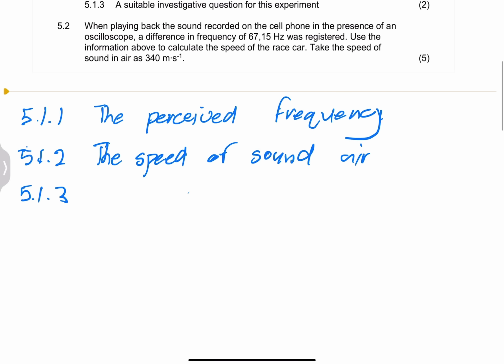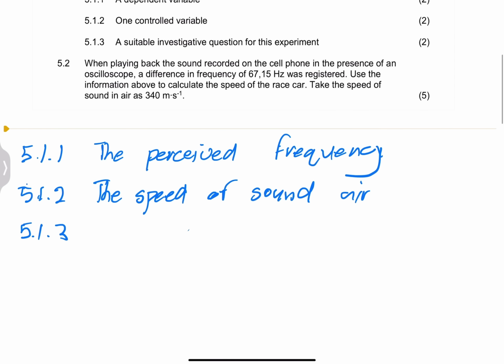And by the way, it also needs to be an open question. So it means you can't ask a question that can be answered with a yes or no, right? So please keep that in mind. So in this case, I said my independent variable would be the speed of the car, or the relative speed of the car, whatever you want to call it. And then the dependent variable would be the frequency, obviously, of the listener, the perceived frequency.